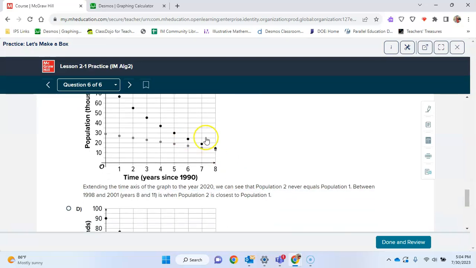So when will the other one overtake that one? It looks like it's after year 8.